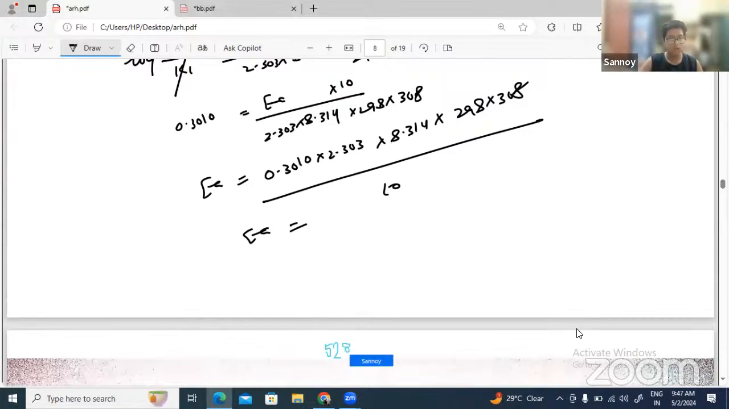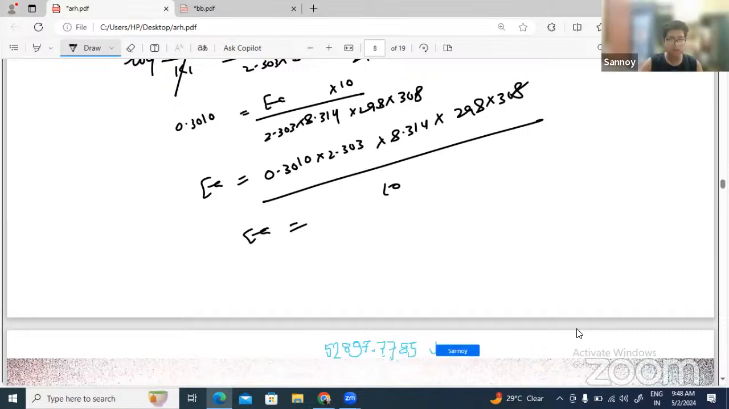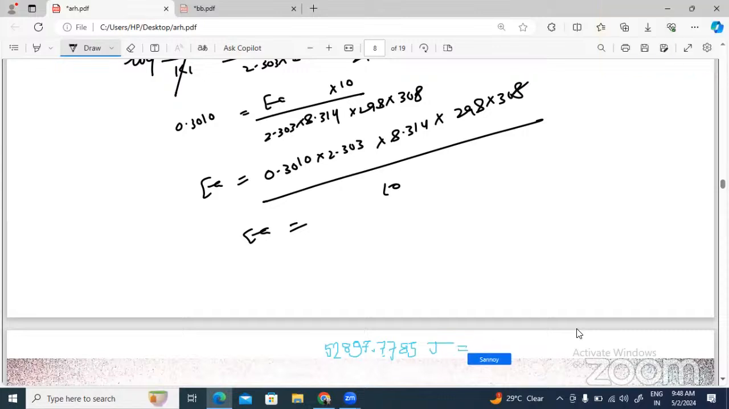Oh, okay. 50. Right. So in kilojoule, it should be 52.8. Yes. Okay, thank you. So leave it. So simply 52.8 kilojoule per mole.